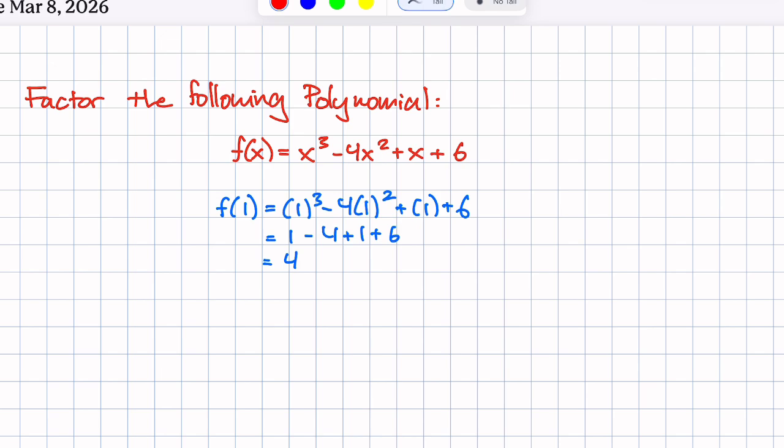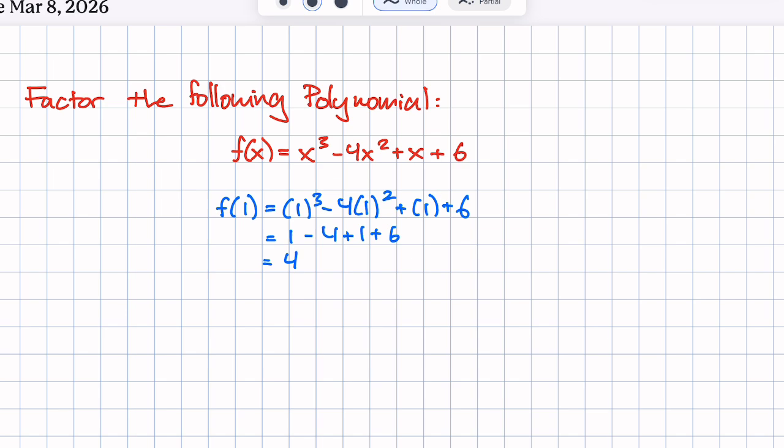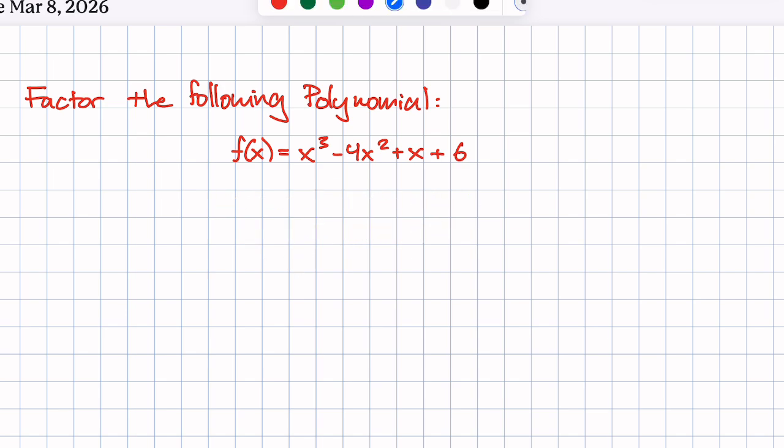The idea is, if 1 was a root, then x minus 1 would be one of the factors of this polynomial, and that would mean plugging 1 into that factor would get us 0, and that would turn the entire polynomial into 0, so 1 didn't work. So we're going to move on. We're going to try something else. Now we're going to try -1.